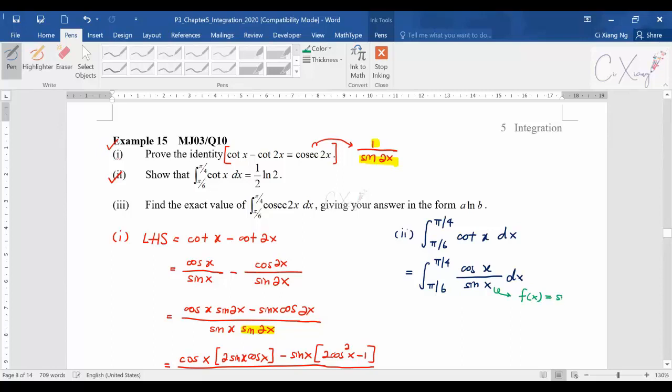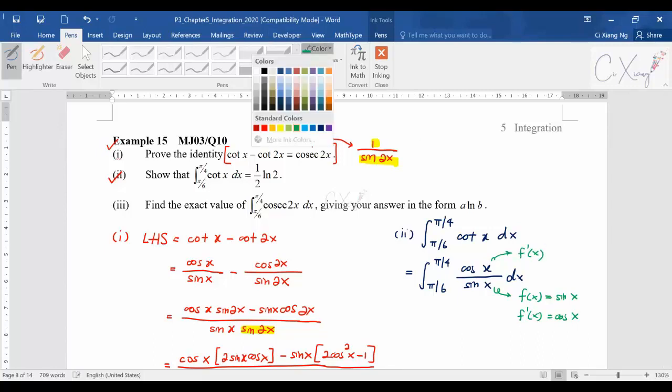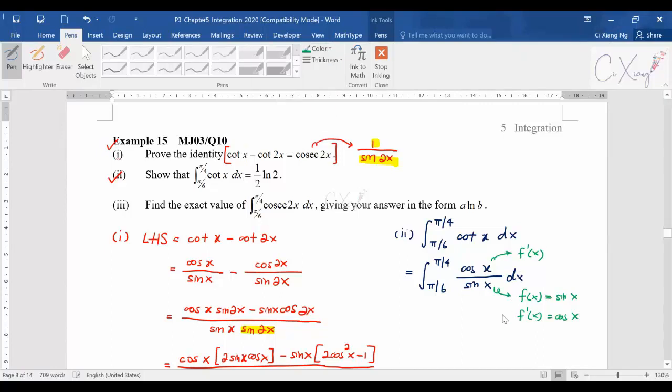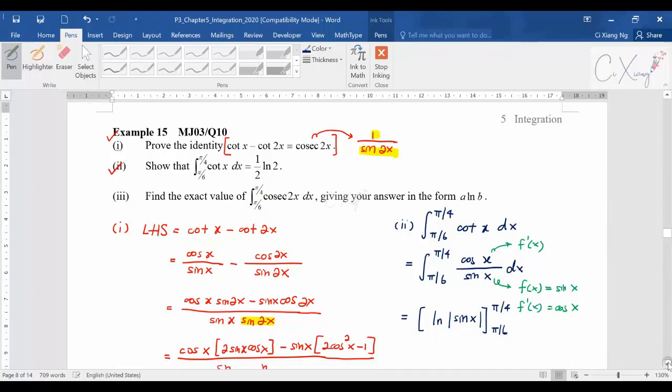So let's say f x is sine x, so f prime x means cos x. So very obvious, you can see that the numerator on top is f prime x. Alright, so this is exactly the f prime x over f x pattern. Therefore, you can do the integration straight away where you will get ln f x. So what is ln f x? You are having ln sine x. Okay, and you want to put in the limits of pi over 4 and also pi over 6 here.